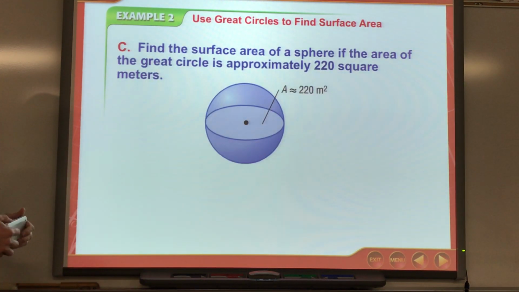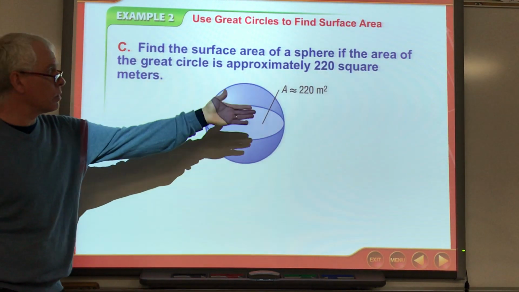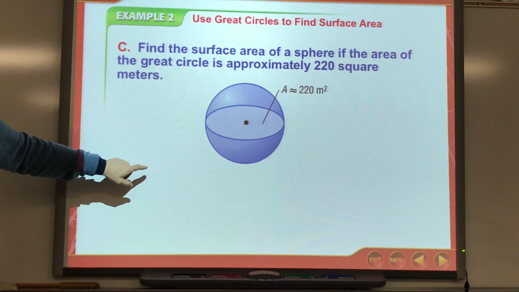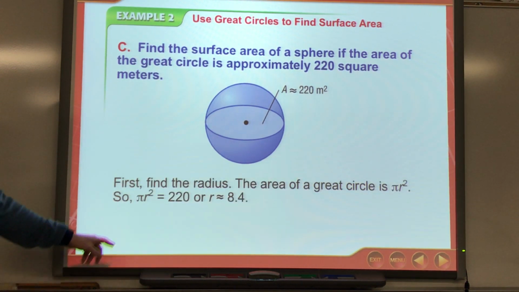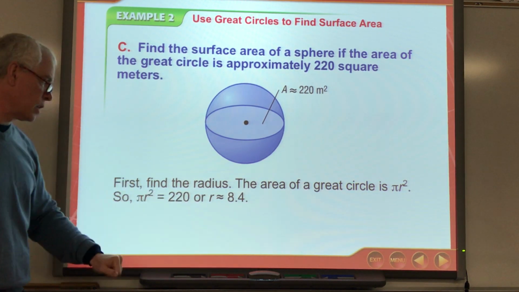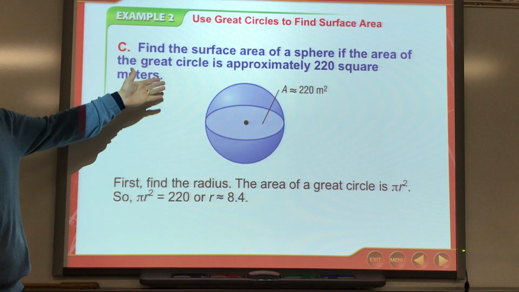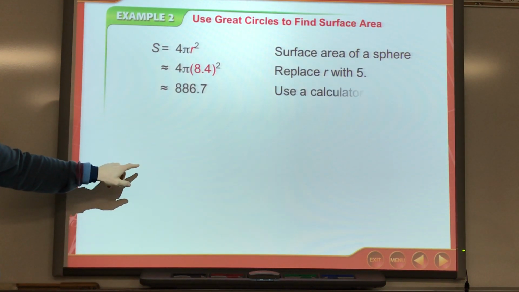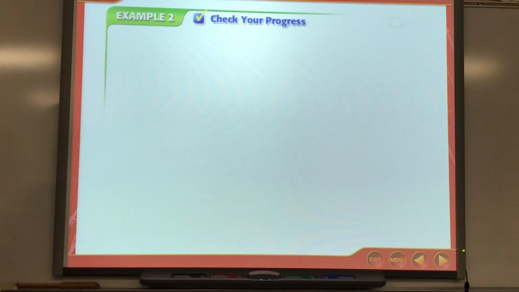Okay. This time, find the surface area of a sphere if the area of the great circle is 220. Okay, so how do we find the area of a circle? Well, that was pi r squared. So now I have to set pi r squared equal to 220. That will help me find r. Then I can put that back into the surface area formula for our sphere. So you would divide by pi and then take the square root, and you should get about 8.4. Well, now we can go 4 pi r squared with that 8.4 in mind and get a solution. Okay? And we'll work a couple out together here.